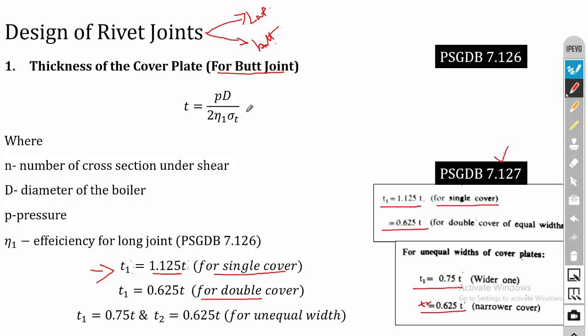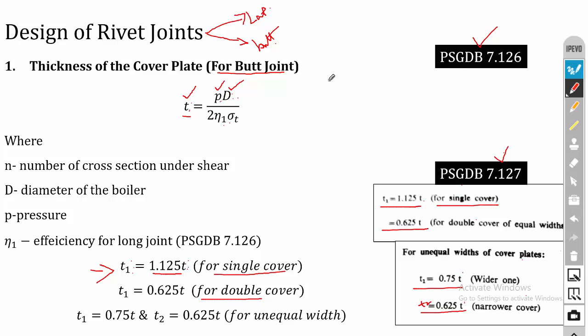If the thickness is not directly given in the problem, then you can calculate the thickness by using this equation, because in some of the pressure vessel problems, they will give the pressure and diameter of the pressure vessel. So we have to calculate the thickness by using the pressure and the diameter. This equation is also available in data book page number 7.126, and the equation is T is equal to P into D divided by 2 eta 1 sigma T. Here T is the thickness of the plate.